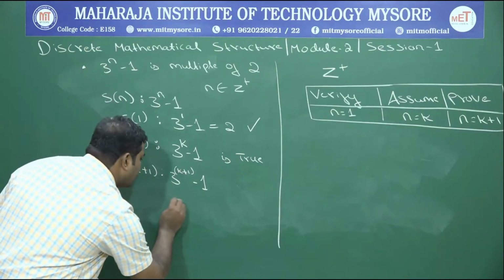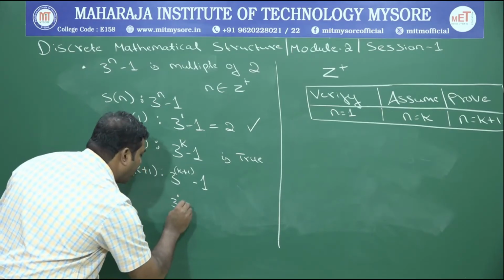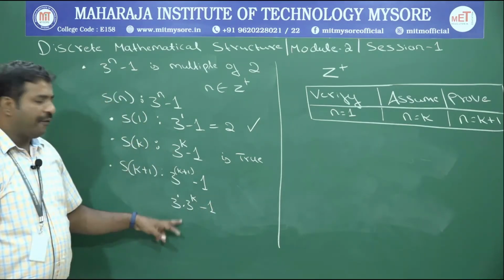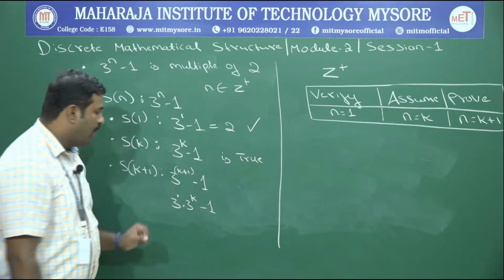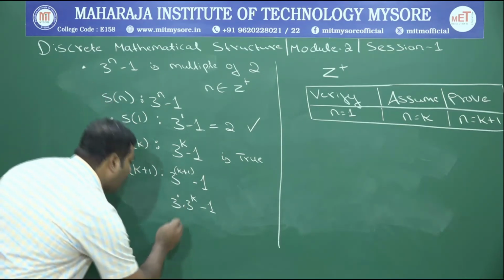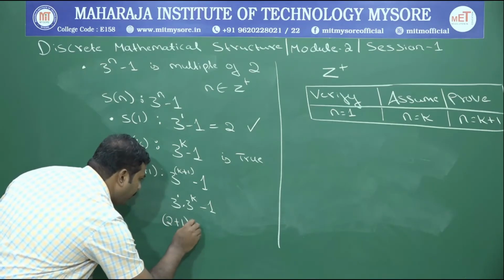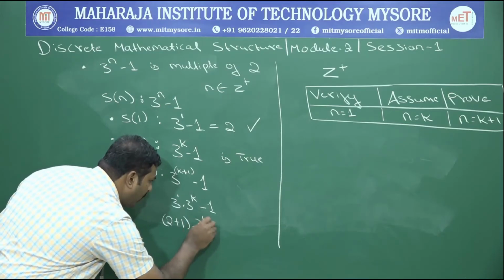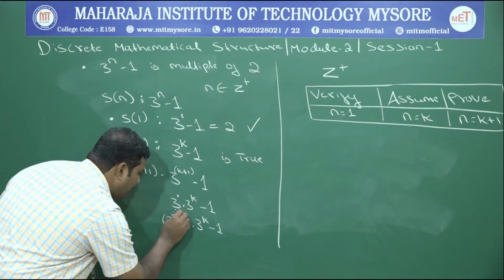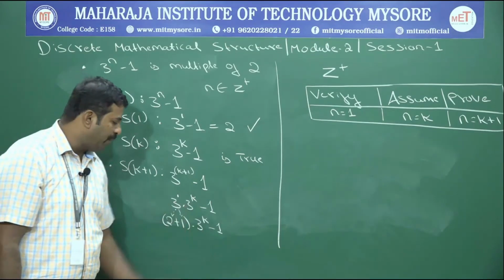Now in that case, I can make this 3 to the power of 1 into 3 to the power of k minus 1. It is just another way of writing 3 to the power of k plus 1 minus 1. So now I am going to add 3 to the power of 1, which is just 3. And now I am going to split this as 2 plus 1 into 3 to the power of k minus 1. I have just split this as 2 plus 1. It's still the same. I am just trying to simplify.